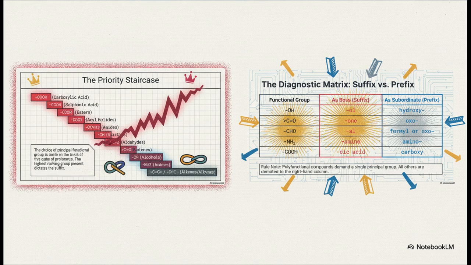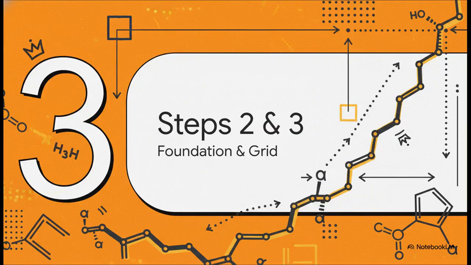Once you've found your winner, you look to the diagnostic matrix on the right. This tells you exactly what to call it. If it's the boss, you use its suffix name. But if it lost the fight for the top spot, it's a subordinate, and you have to use its prefix name. It really is that simple. Okay, so we've crowned our boss. Now it's time to build the framework around it.